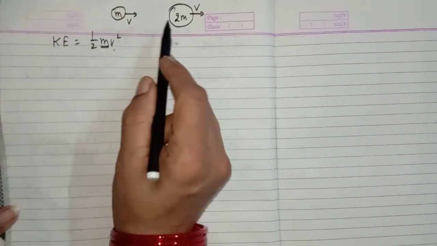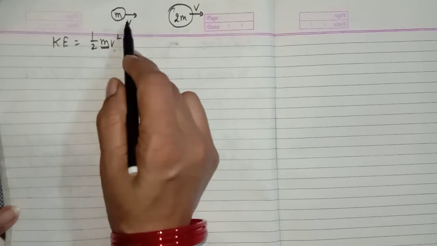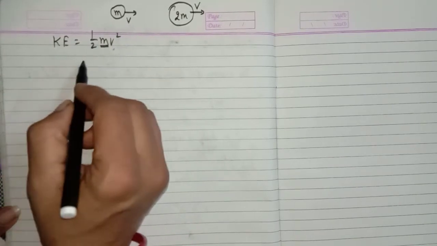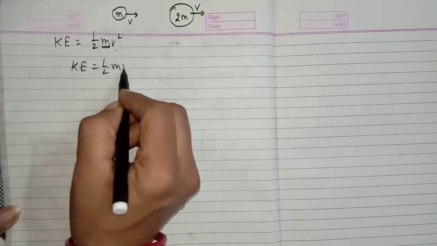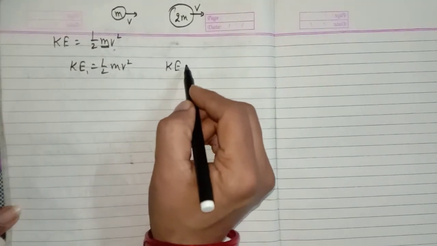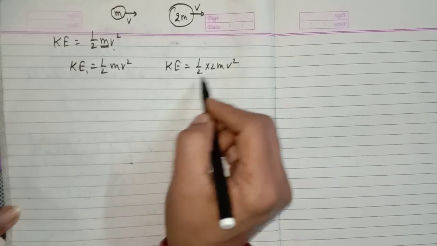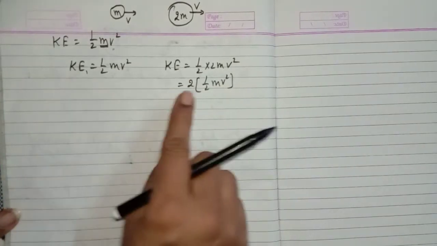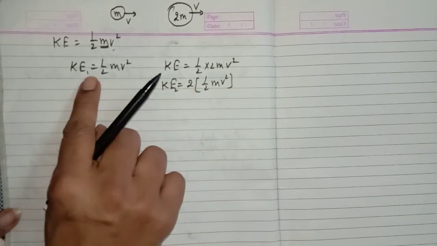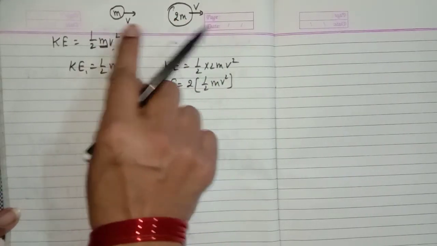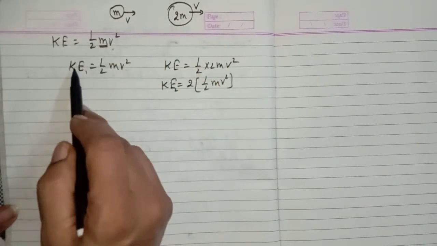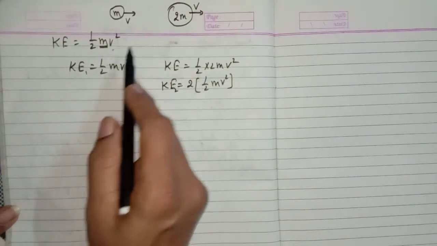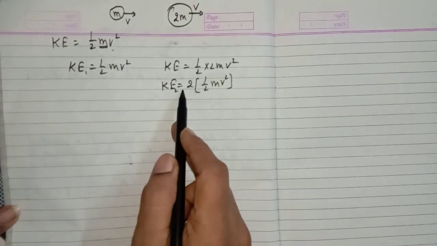Is there any difference in the kinetic energy of these two bodies? They have the same velocity. Yes, the kinetic energy of body 1 is equal to 1 upon 2 m v square. And what about body 2? Its kinetic energy is equal to 1 upon 2 into 2m into v square. You can take the 2 out, so we can write it as 2 into 1 upon 2 m v square. It means the kinetic energy of the second body is just double that of the first one, because its mass is double. If we double the mass of the body, its kinetic energy becomes double. And if we halve the mass, the kinetic energy also becomes half.